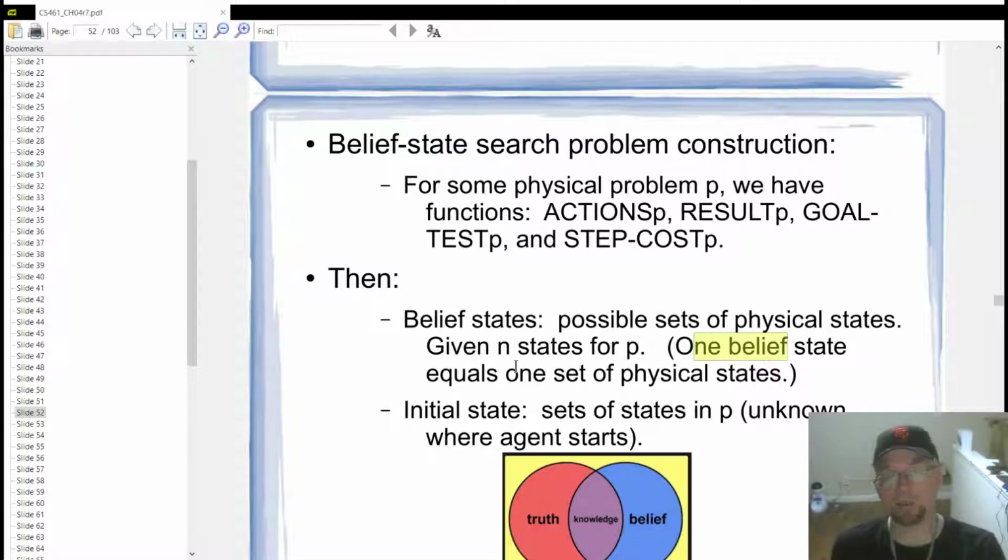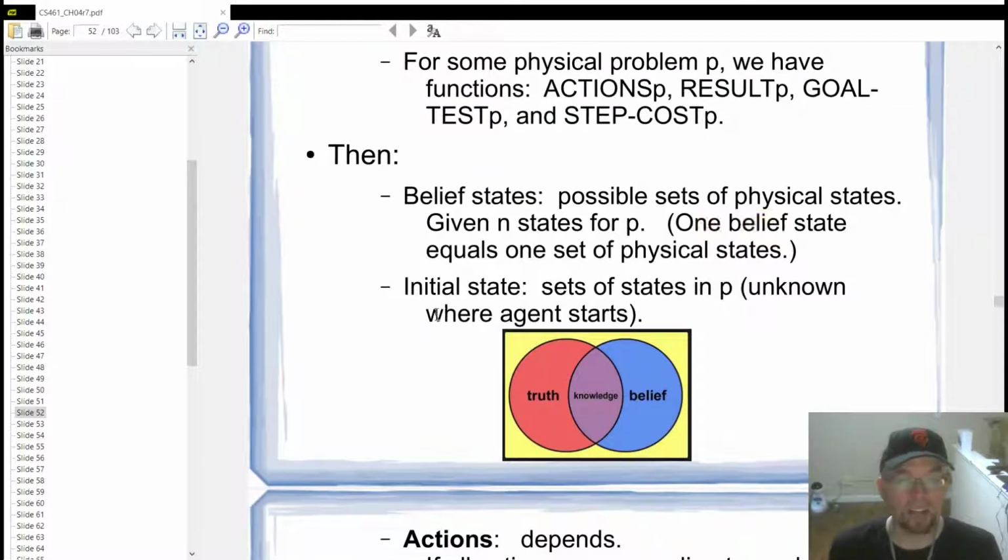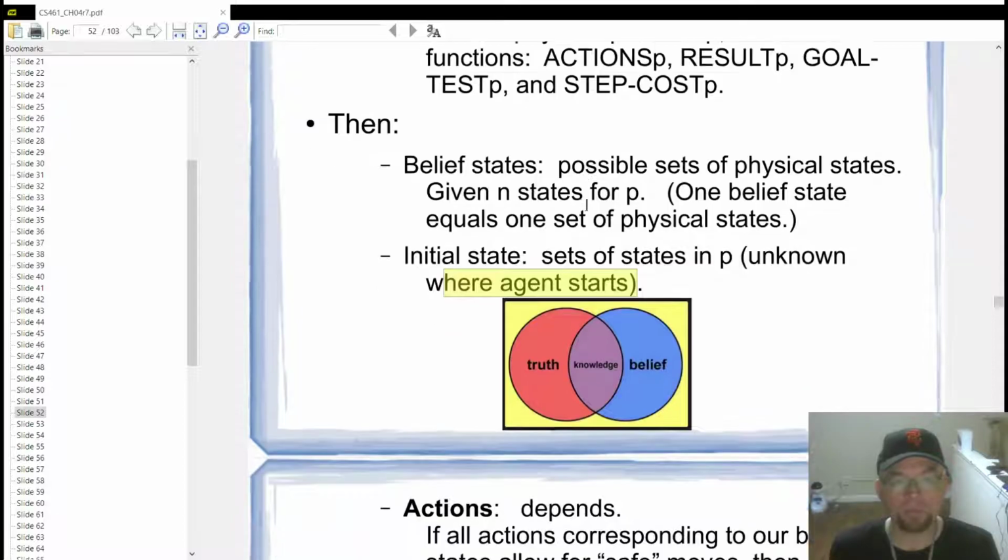now one belief state is going to be one set of physical states. When you first start off, vacuum world, okay, your belief state is going to equal all of the physical states, right, all 8 of them, okay? Why? Because you don't know where the agent is starting, right? It's not like the previous problems we were talking about where you were given as part of the problem definition your initial state. You don't know what it is because you're blind, right? The agent's blind. It can't sense anything about the world. It can't tell, okay?